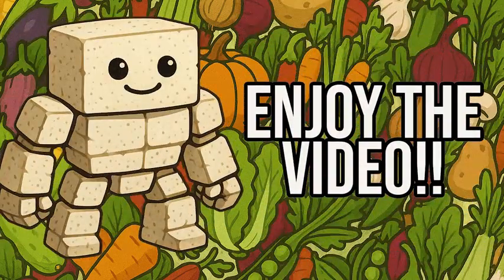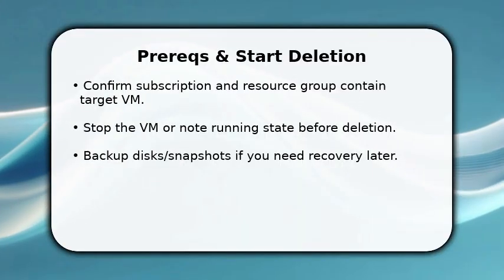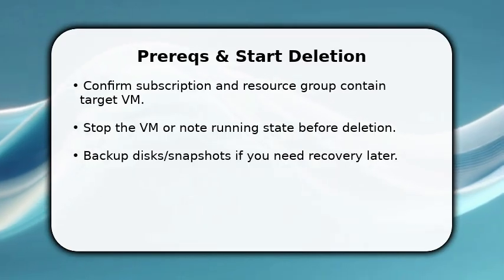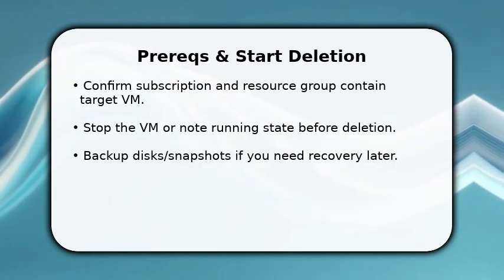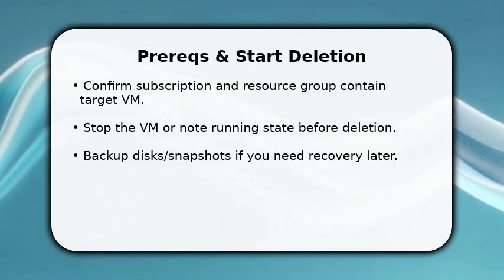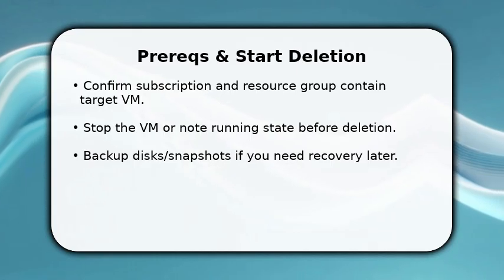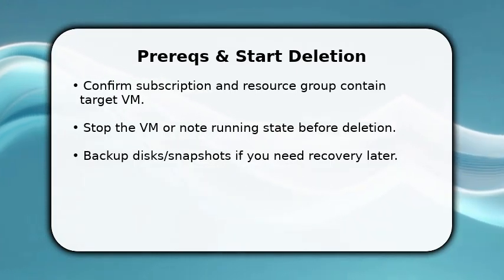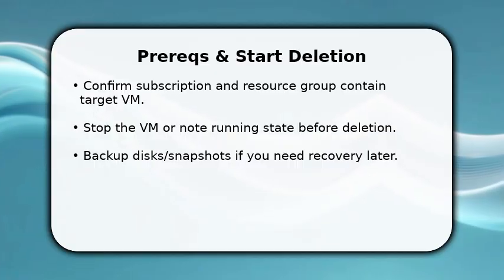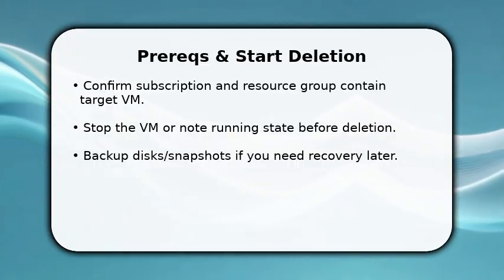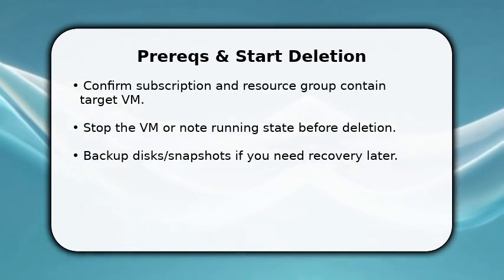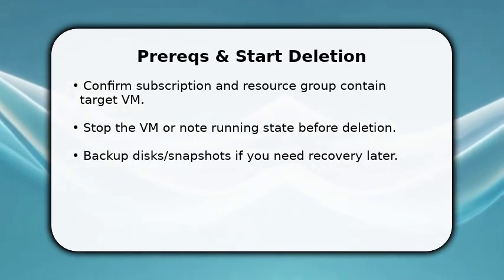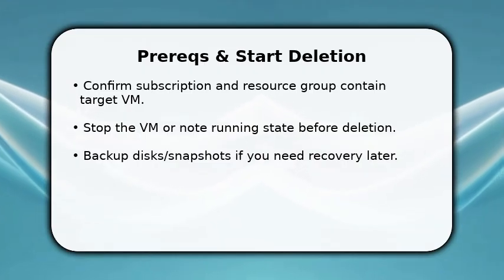Please enjoy the video. You begin by confirming you're in the correct subscription and resource group. This prevents accidental deletions. Once done, stop the VM or at least note its running state to avoid data inconsistencies. Make sure you've taken backups or snapshots of OS and data disks if recovery might be needed. Now open the Azure portal, navigate to Virtual Machines, and select the specific VM to prepare for the delete flow.